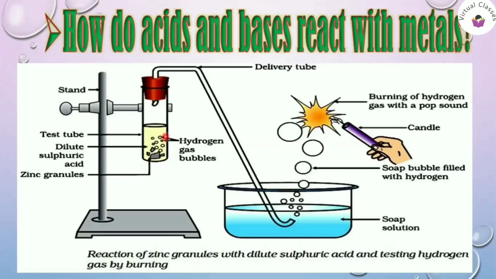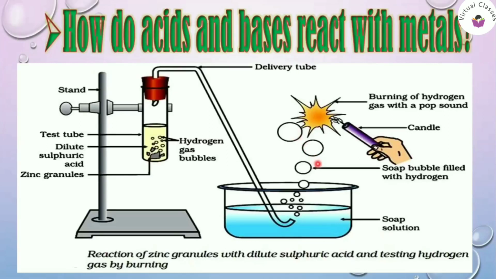In order to avoid this gas escaping, we have covered the mouth of the test tube with a cork. This cork is connected to a delivery tube which will take the evolved gas to the tub containing soap solution. When the evolved gas is discharged into the solution, bubbles will get formed which will rise up.